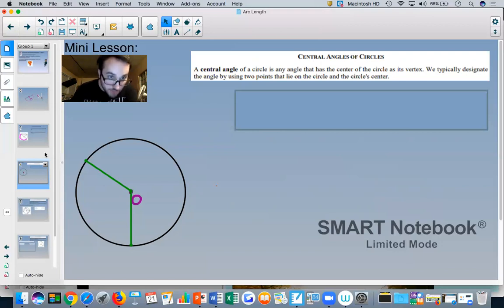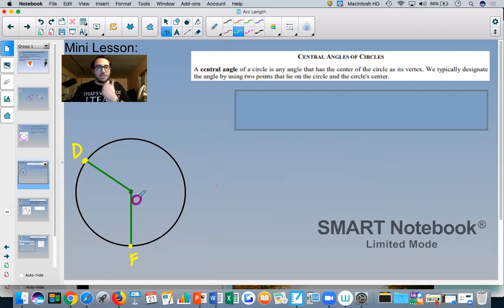So for example, this is what it looks like. Here's a point that's on the circle. I'll call it D for D'Souza. Here's another point that's on the circle. Let's call it F for Miss Fu. This angle that I just highlighted in yellow, DOF, is considered a central angle because it's created by using the center of the circle and two points that are on the circle, meaning on the circumference.